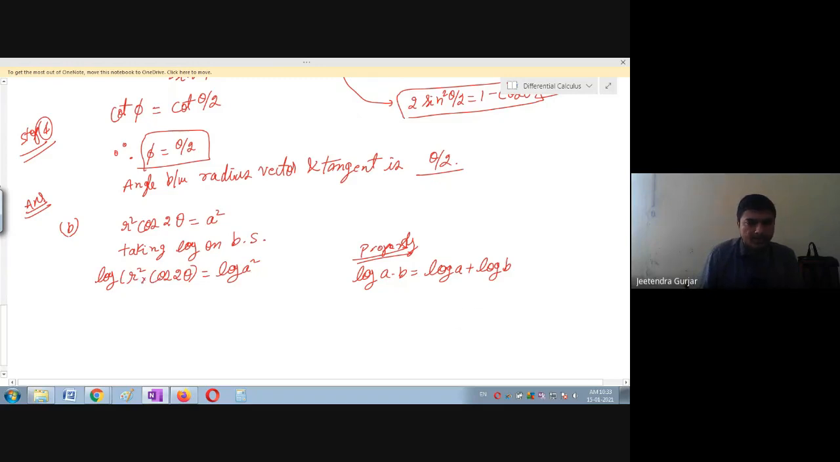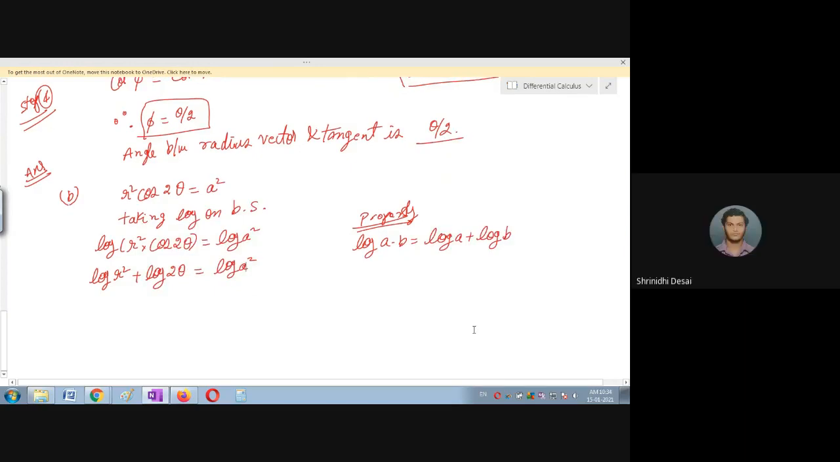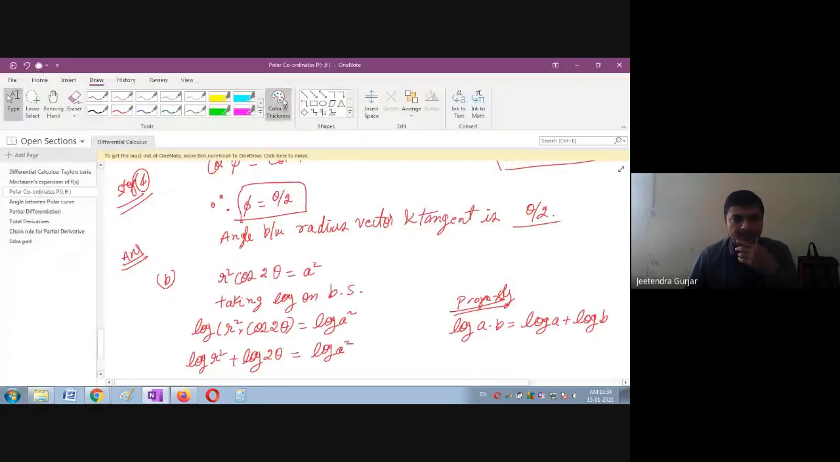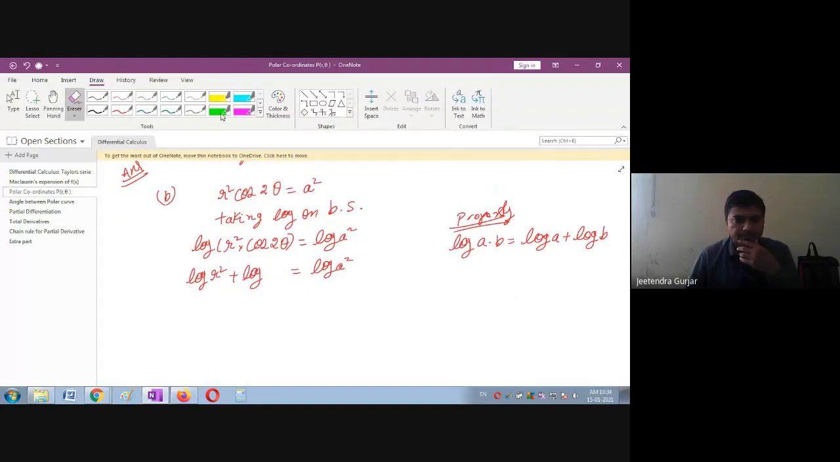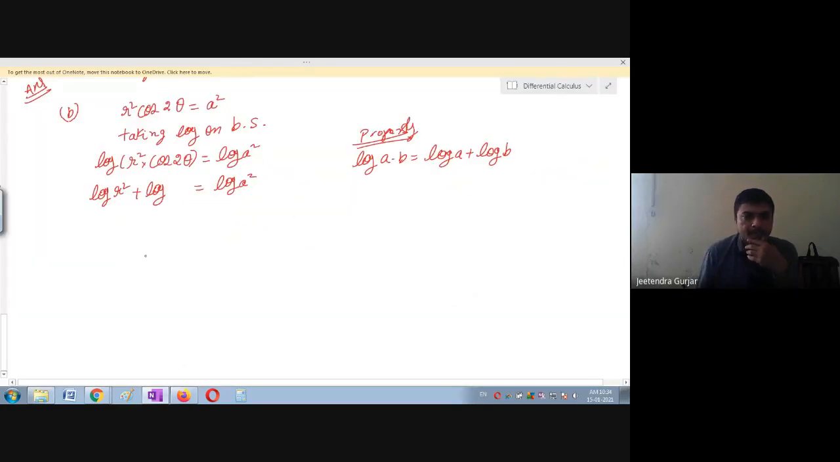Let us use this property. You can see this is multiplication, so one can easily write like this: log r square plus log cos 2 theta is equal to log a square, which I will keep as it is. Don't change this log of a square. Is it clear? Can I ask one question? Sir, log of cos 2 theta. Log cos 2 theta. Okay, very good. So your observation is very good.